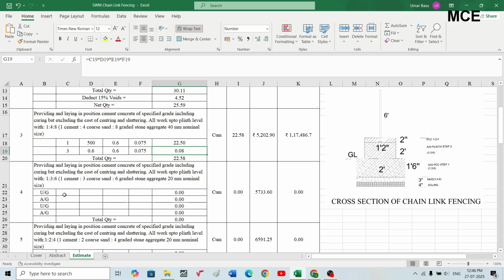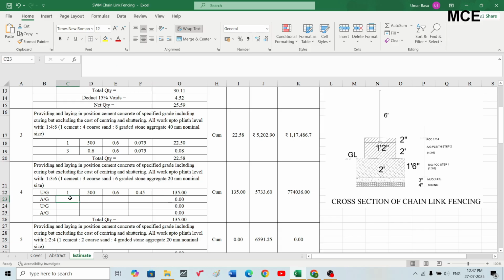Okay, so underground step will be 1, length same, that is 500, width is 0.6 and thickness is 1.5 feet, so which will be 0.45 meters. So this is the quantity for the underground, which is 135 cubic meters.